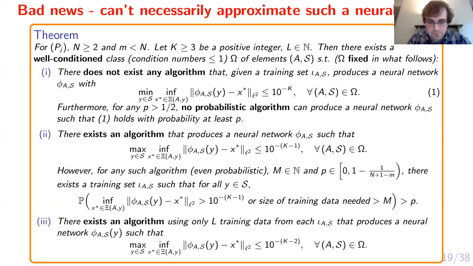And then at the same time, if you're even less greedy, there does exist an algorithm that only uses l training data that allows you to get k minus two digits uniformly over your samples.